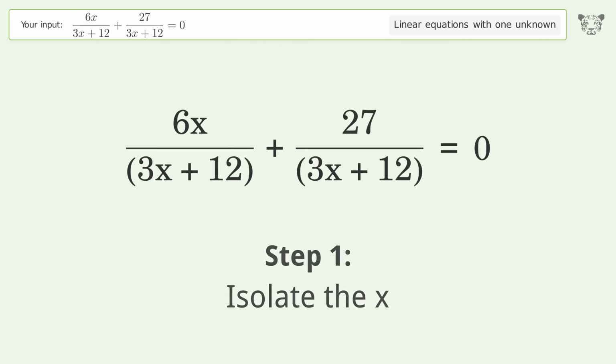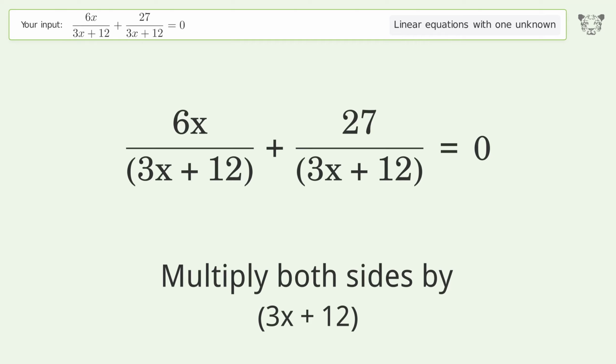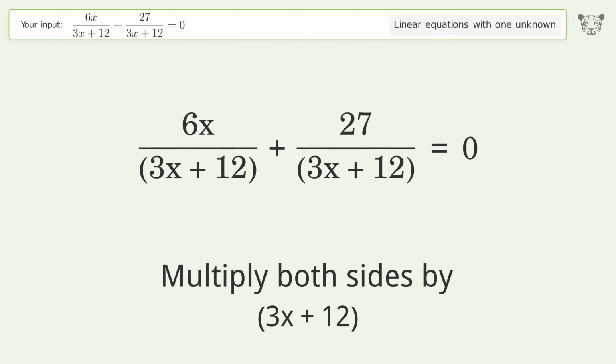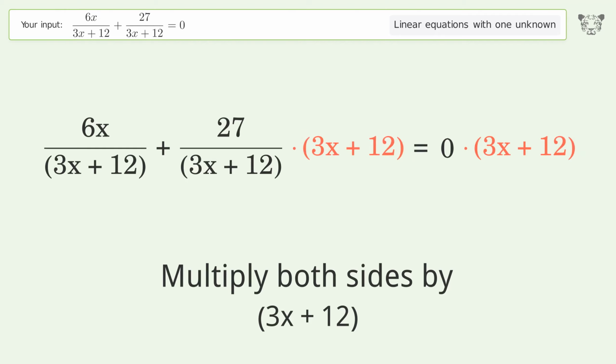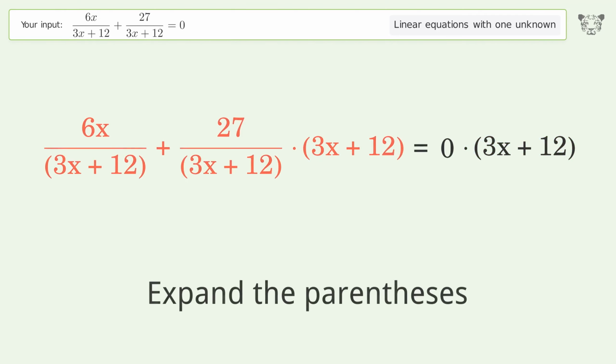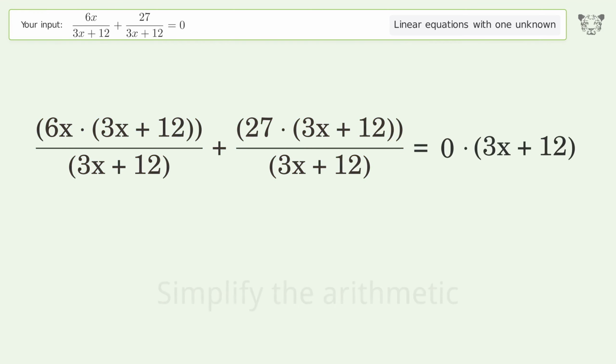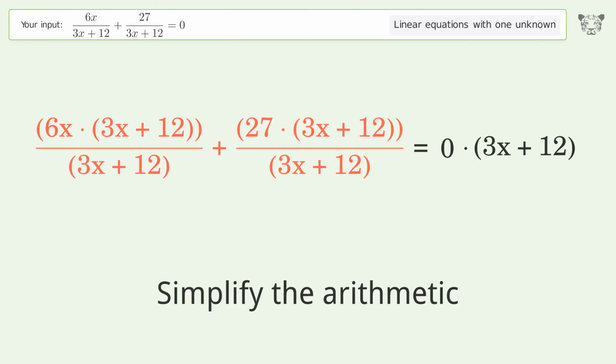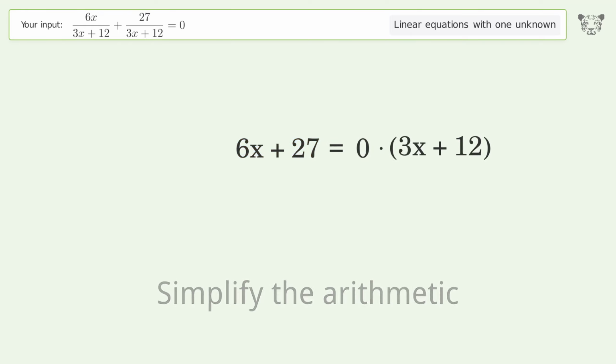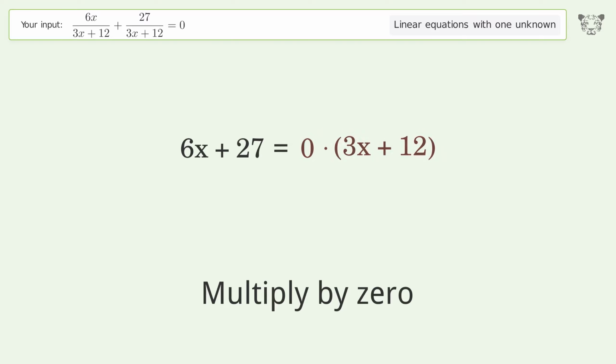Isolate the x. Multiply both sides by 3x plus 12. Expand the parentheses. Simplify the arithmetic. Multiply by 0.